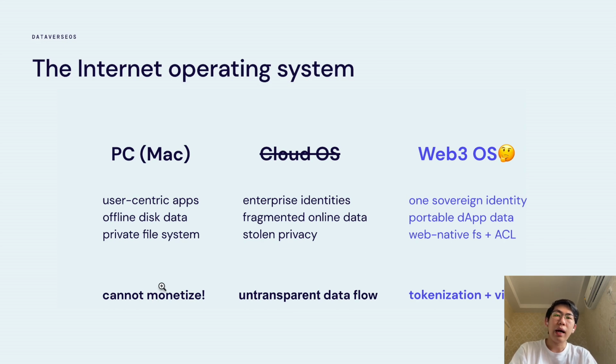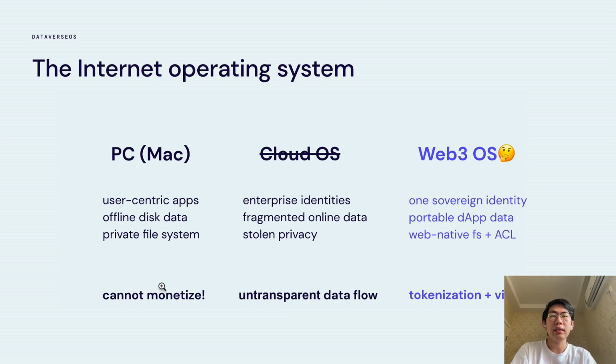And now we look at Web3. Web3 is the internet where data is computed and stored in a decentralized way. That's why we came up with Dataverse OS. I think it's the next generation personal computer, and it's decentralized, it's on the cloud, and it's self-controlled.